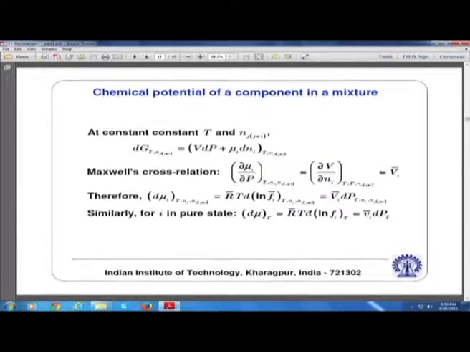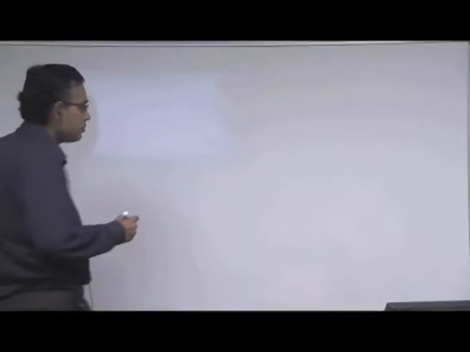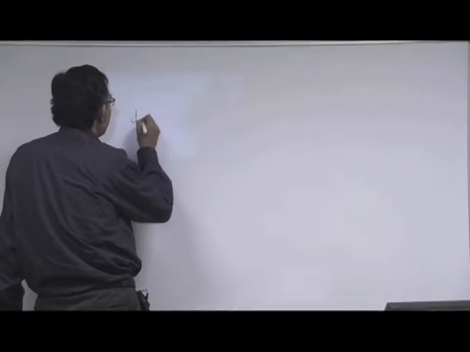So that gives this expression. Eventually we get that d mu I is equal to V I bar dP, which is the partial molar volume into dP at constant temperature and all n's fixed, and by definition d mu I is equal to RT d ln f bar I. That is the definition. So with this point let us go ahead. We will write these expressions on the board and proceed further with that.